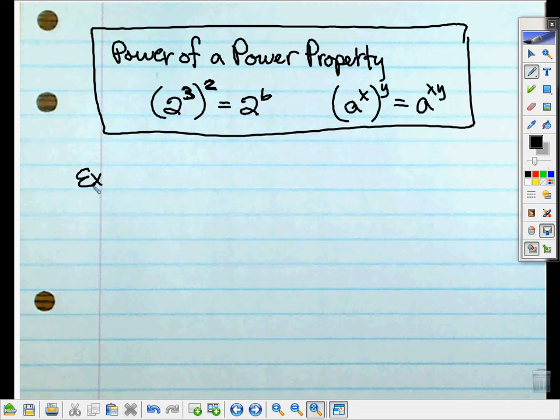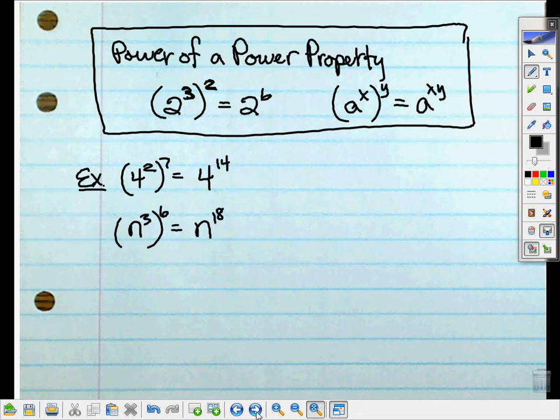If we had 4 to the second power raised to the 7th power, I hope you know that's going to become 4 to the 14th power. And if we look at doing one other one, let's do it with a variable. If we had n to the 3rd power raised to the 6th power, that's going to become n to the 18th power.